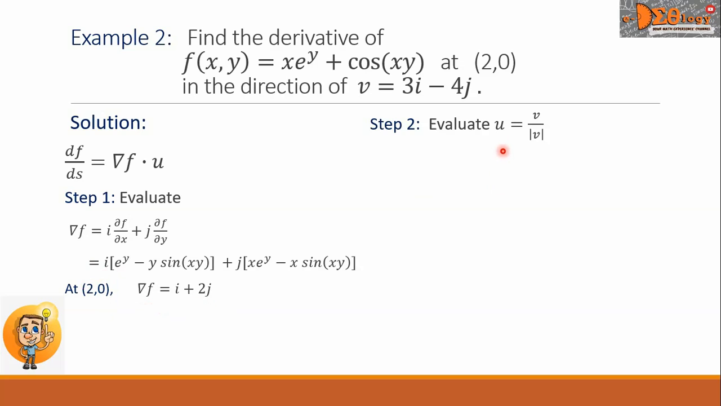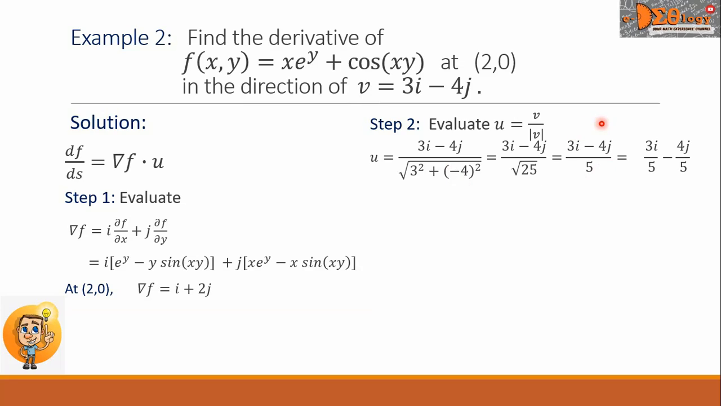Now let us evaluate u equals v over the length of v. That is for the step 2. So we have u equals, we copy the v, the 3i minus 4j, all over the square root of 3 squared plus the square of negative 4. The denominator is simplified into square root of 25 and that is equal to 5. Now let us distribute the denominator 5 to each of the terms of the numerator. So we have 3i over 5 minus 4j over 5.